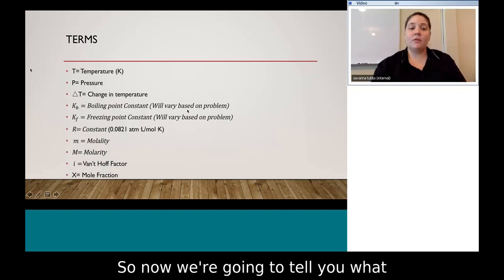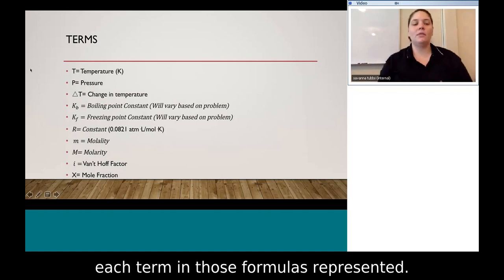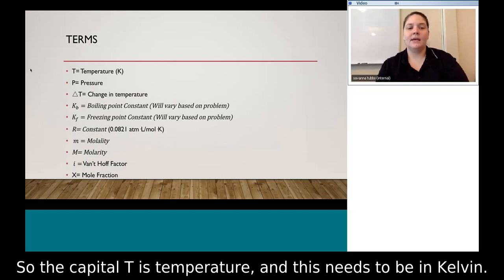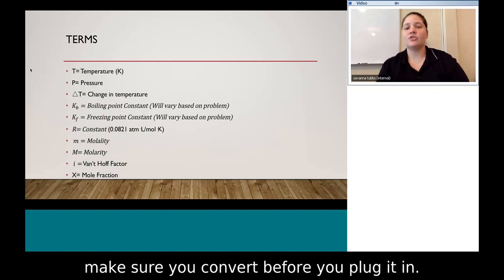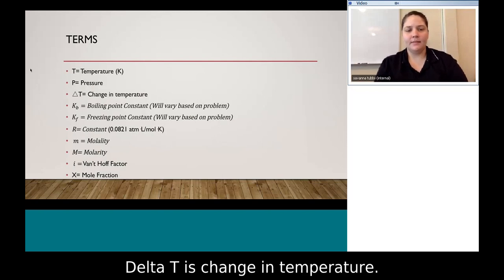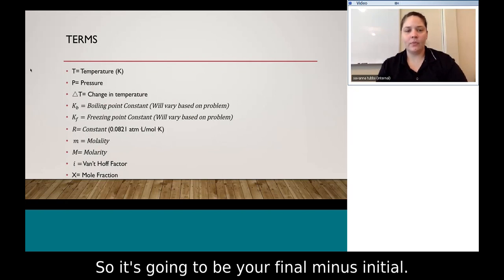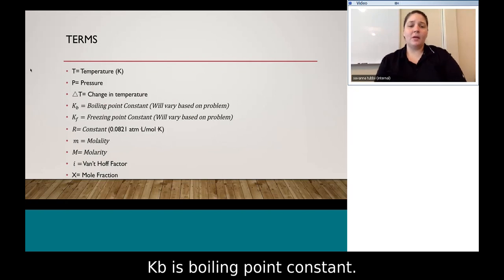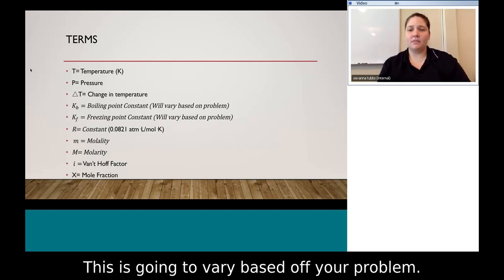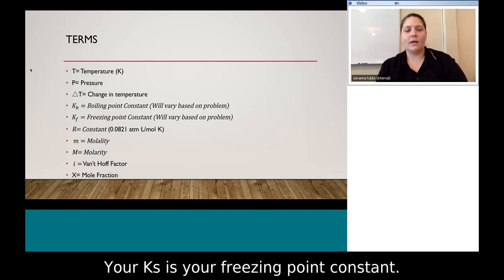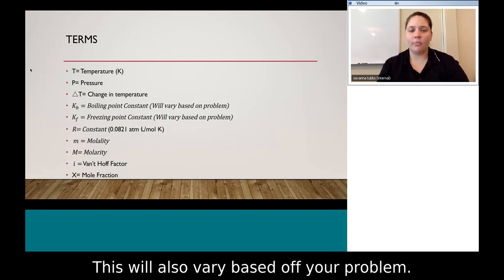So now we're going to tell you what each term in those formulas represents. The capital T is temperature, and this needs to be in Kelvin. So if you're given it in Celsius, make sure you convert before you plug it in. P is pressure. Delta T is change in temperature, so it's going to be your final minus initial. Kb is the boiling point constant. This is going to vary based off your problem. Your Kf is your freezing point constant. This will also vary based off your problem.